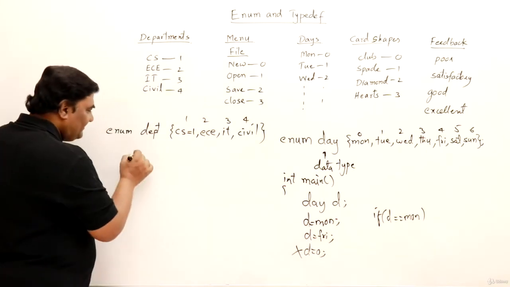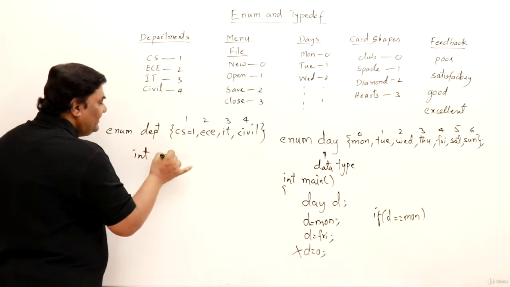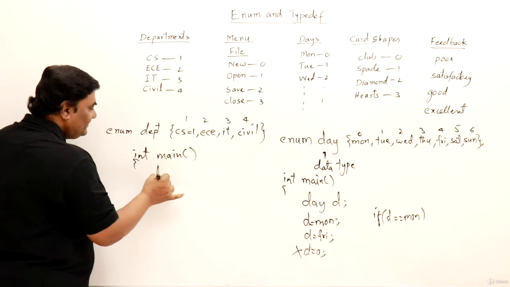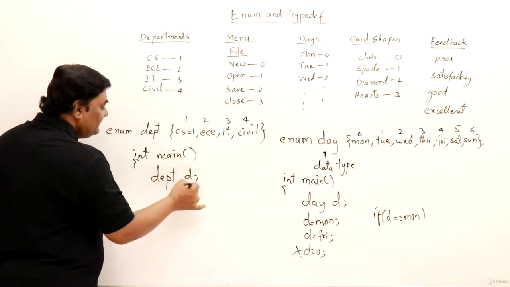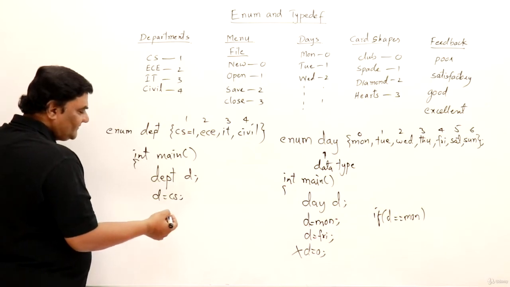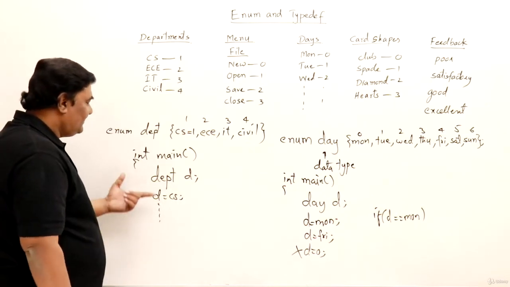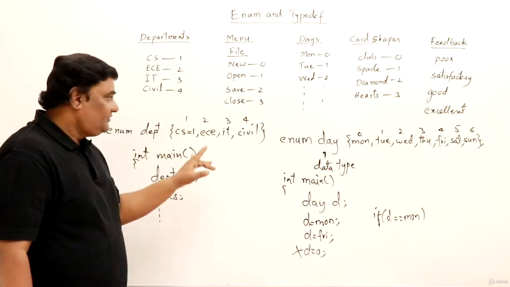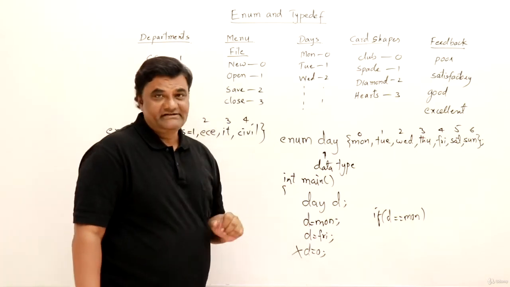Now in my program, inside the main function, if I want to declare a variable of type department, DPT, D, then D assign CS. Like this you can use it. Or any other department you can assign. So you can declare a variable which can have only this set of values. Right? You cannot write anything other than this.